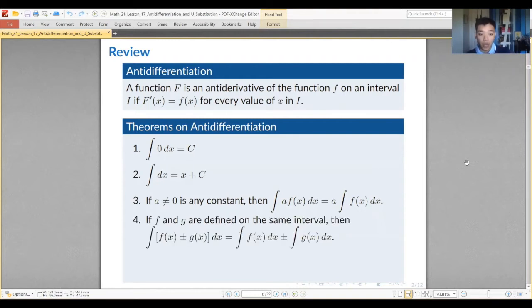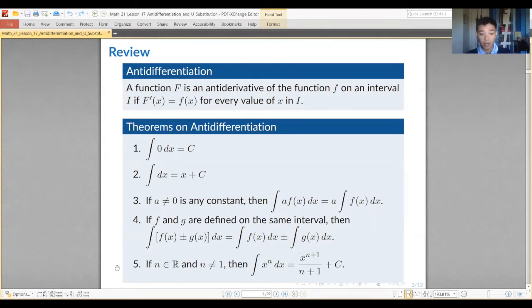Next, if you have two functions f and g that are defined in the same interval, then the antiderivative of the sum of f and g is equal to the sum of the antiderivative of f with respect to x and the antiderivative of g with respect to x. And then you can make the same analogy when it concerns the difference between the two functions.